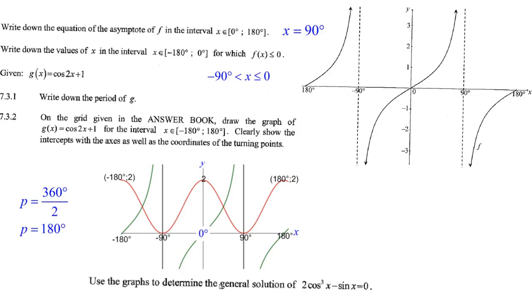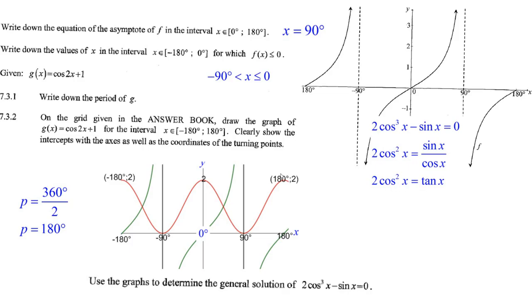Now, the next question is a bit tricky. Use the graphs to determine the general solution for 2 cos cubed x minus sine x. Well, this is what you have to do. You add sine x, then divide by cos, and you'll get 2 cos squared equals sine over cos, which is tan. Well, that's getting close to what we want.